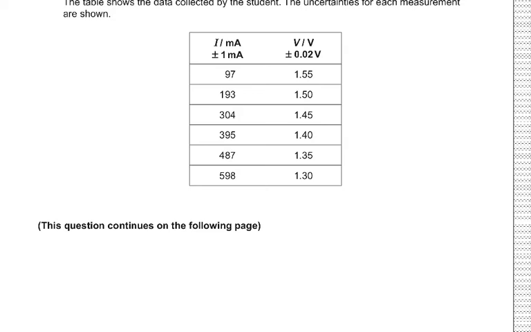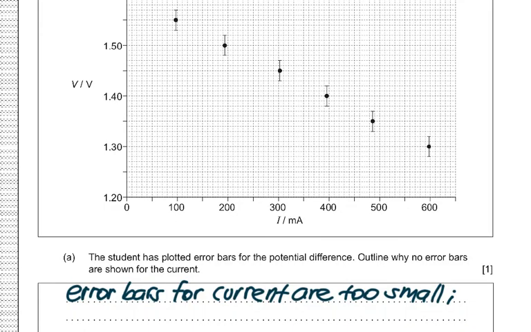Let's take a look at our graph. So based on the scaling, which I think is appropriate based on the data, we have that 100 milliamps is represented by this very small section here. So 1 milliamp would be teeny tiny. It really doesn't show up on the graph, so the x-axis error bars are in fact negligible.